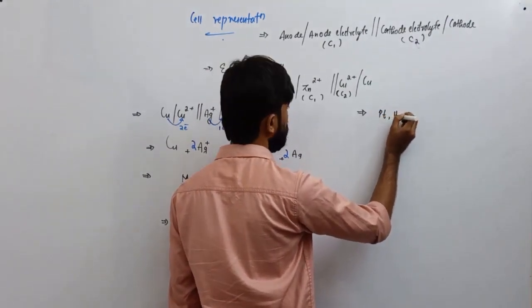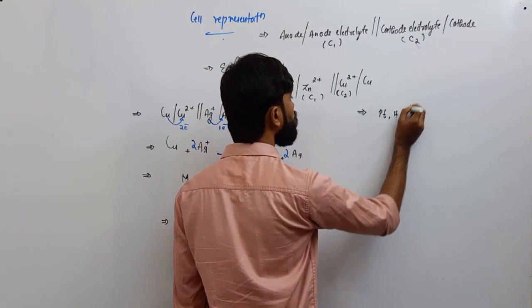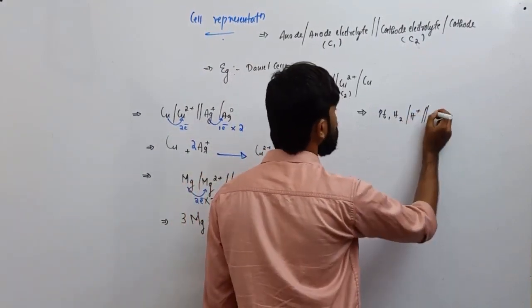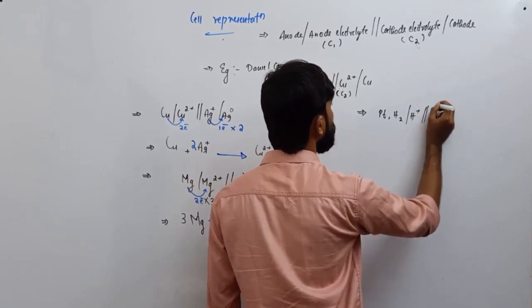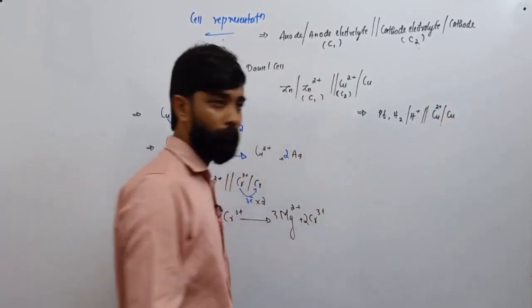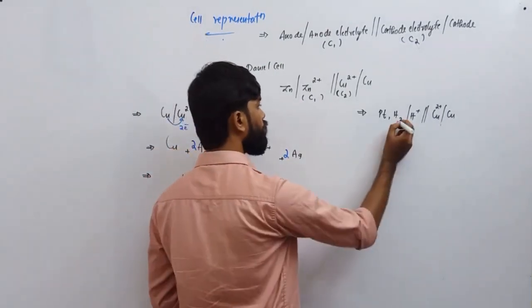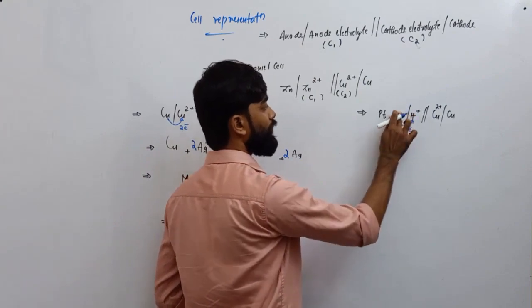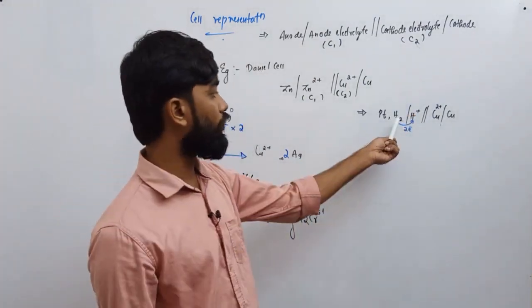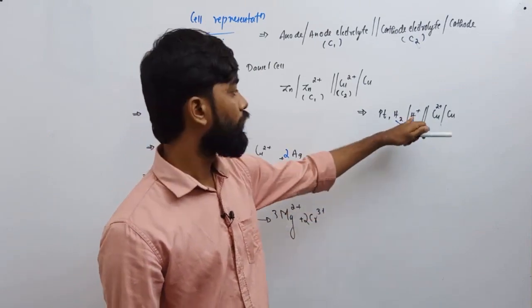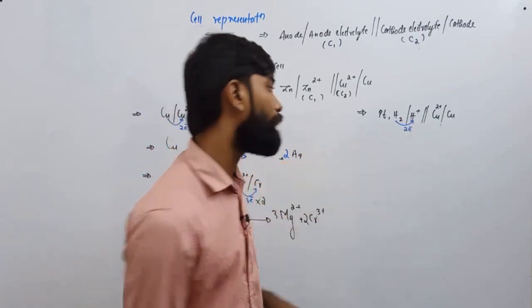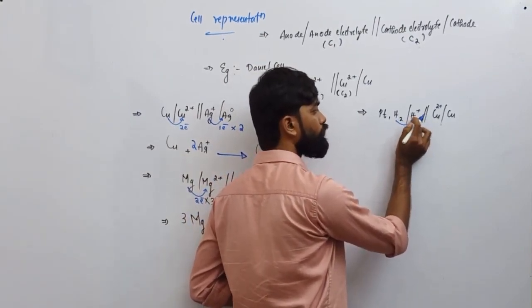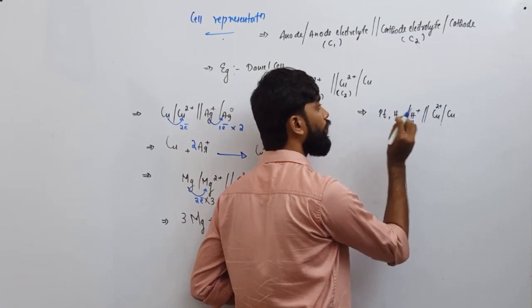Let it be Pt, H2 bar H+, double slash, and let it be copper Cu2+ bar Cu. Okay, ready. So how many electrons are involved? It is 2. Hydrogen goes from 0 to plus 1, which means 1 electron. But here already 2 hydrogens are there, right? But here only 1. So you have to write 2 while you are writing H+.